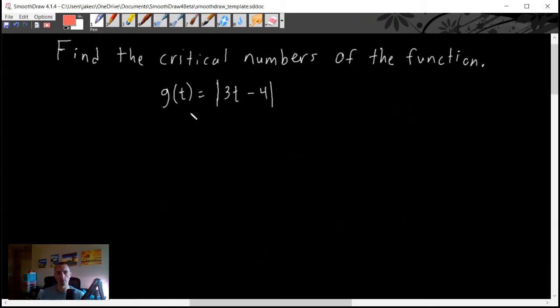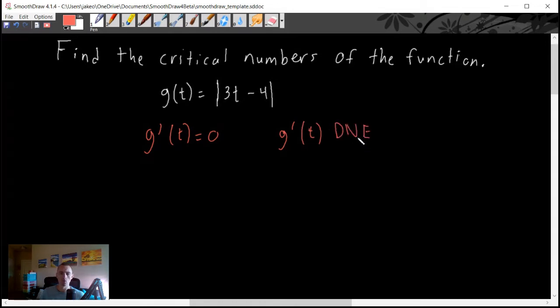We're going to find the critical numbers of this function now, where g of t equals the absolute value of 3t minus 4. So in this case, we have an absolute value. Finding critical numbers with absolute values is a little bit weird. And the reason I say that is, going back to our main conditions, we need to look at where the derivative of this function equals 0. And we need to look at the places where the derivative of this function does not exist.